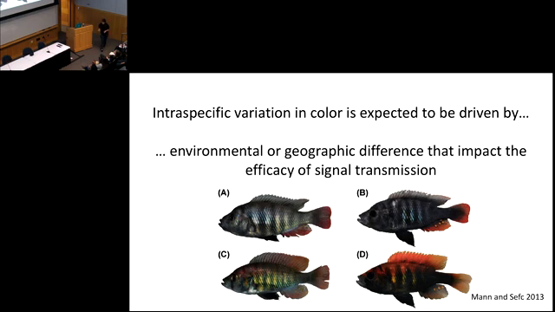So to change gears a little bit and talk about intraspecific variation: intraspecific variation in color might be expected to be driven by environmental or geographic differences that impact the efficacy of signal transmission. So these are some cichlids where A and B are the same species and C and D are the same species, but A and C are in a different environment than B and D. The lake water of A and C is more turbid, and so the color varies in order to better transfer the signal through that environment.